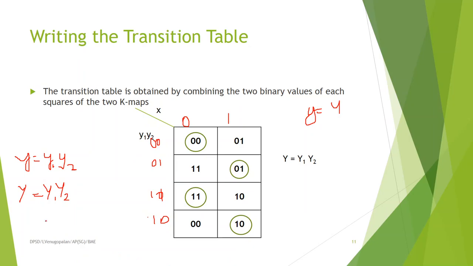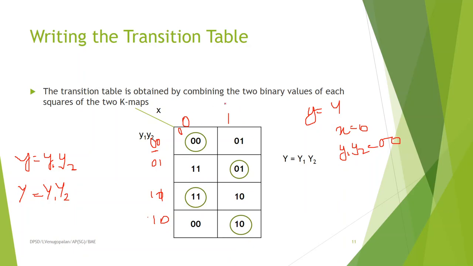Now let us consider our first input where my x is 0, and my y1, y2 is 0, 0. So that is my 0th cell here. Here I can see that this value and the circled value are equal. Therefore, when x is 0 and y1, y2 are 0, my system is stable.